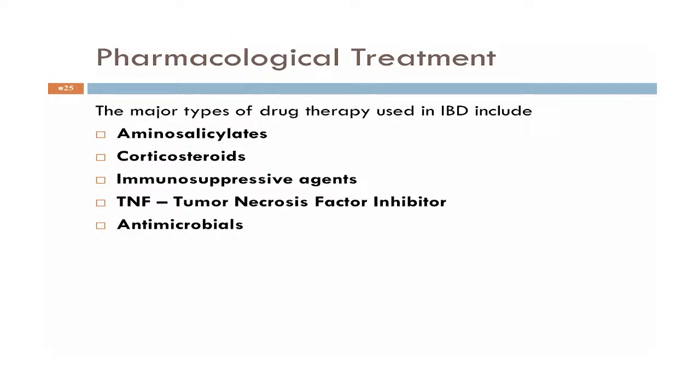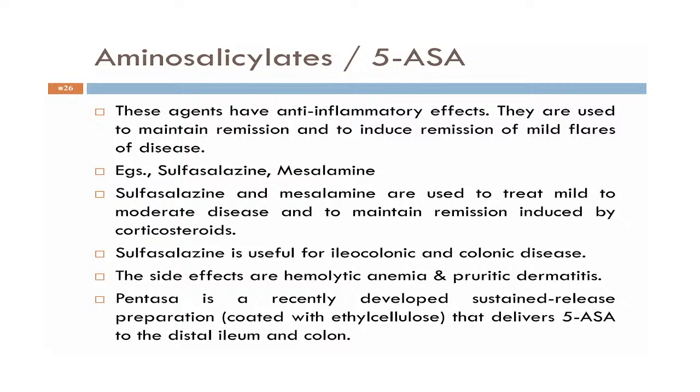Pharmacological treatment: the major types of drug therapies that are used in IBD include aminosalicylates, corticosteroids, immunosuppressive agents, TNF inhibitors, then antimicrobials. Aminosalicylates: these agents have anti-inflammatory effects and they are used to maintain remission and to induce remission of mild flares of the disease. Examples: sulfasalazine and mesalamine. These are still the most commonly used drugs to treat milder forms of IBD. Sulfasalazine and mesalamine are used to treat mild to moderate disease and to maintain remission induced by corticosteroids. So you can use them in mild to moderate diseases and also in patients in whom the remission has been induced by corticosteroids. In the maintenance therapy, you can use aminosalicylates.